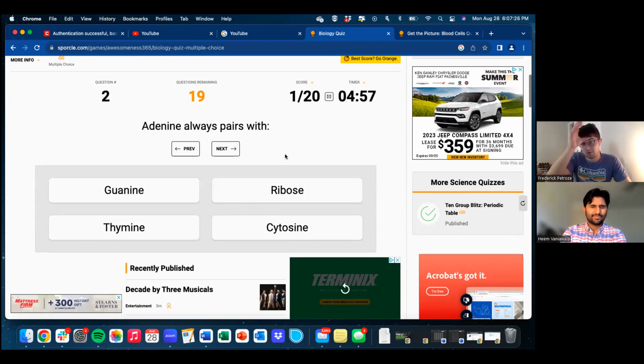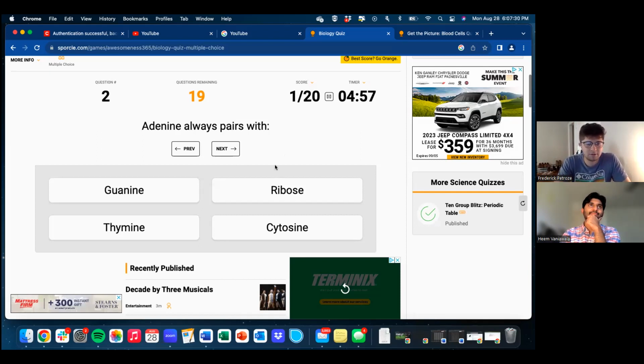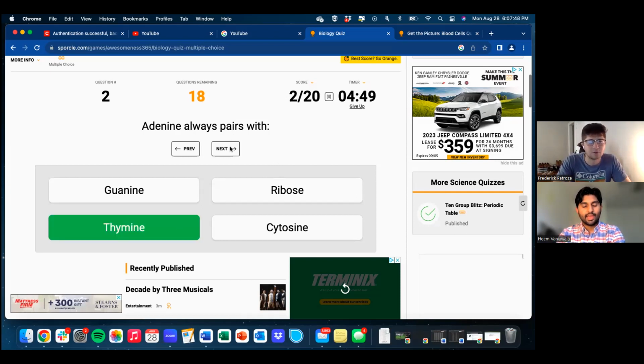The base pair adenine always pairs with what? When I think of these, I think of A to T and C to G. So I believe that it's thymine. Adenine, thymine. Okay, nice.